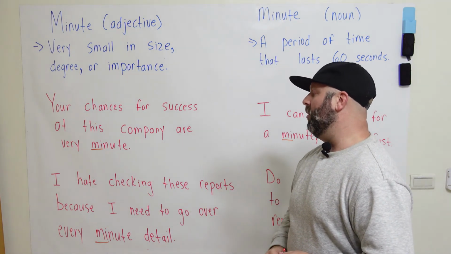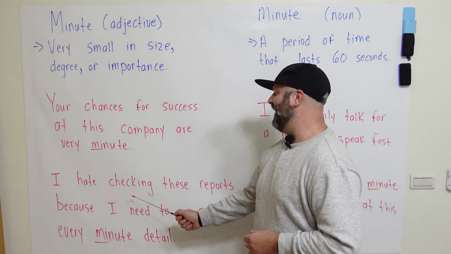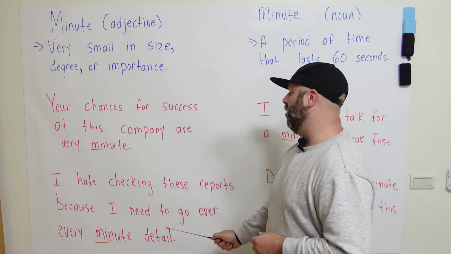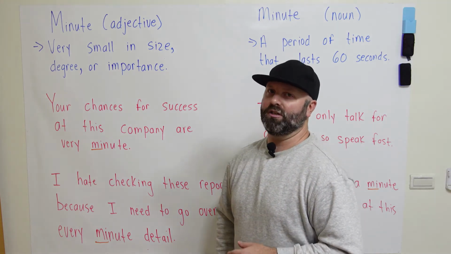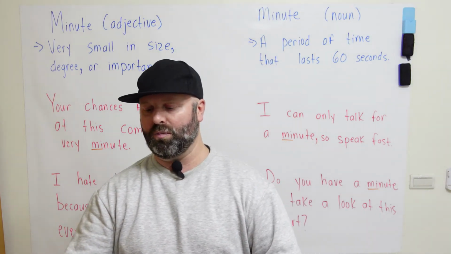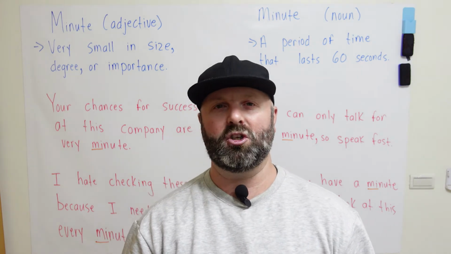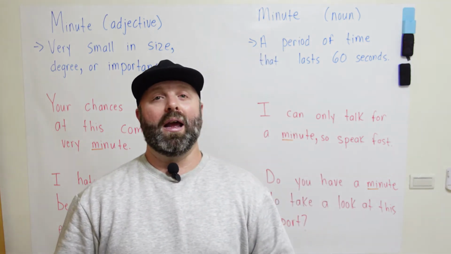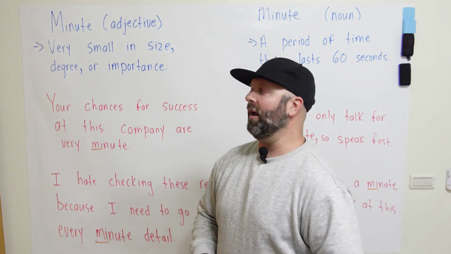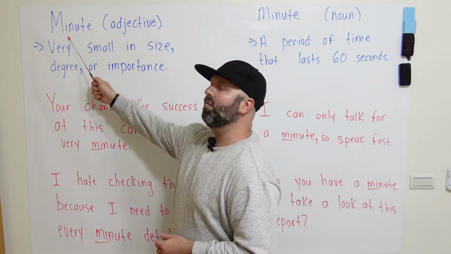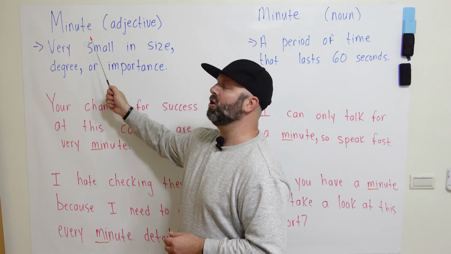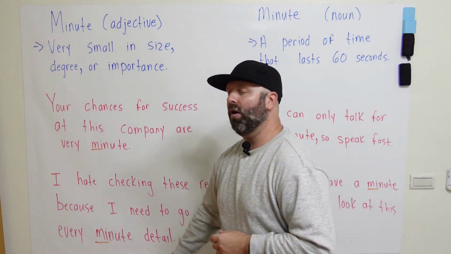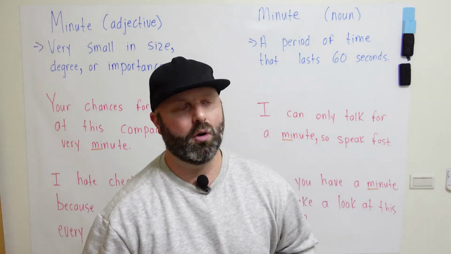Now, another way we could use this word in a sentence: I hate checking these reports because I need to go over every minute detail. So you've got to look over all these reports, look at all this information, every little detail, probably very, very boring and not fun to do, okay? So as an adjective, minute, but the emphasis is still at the beginning of the word, minute, okay?